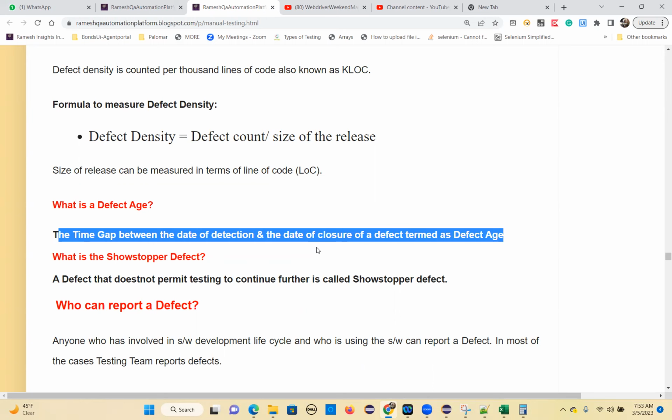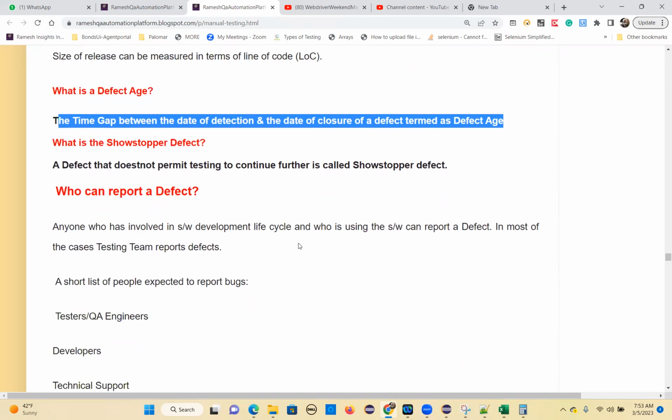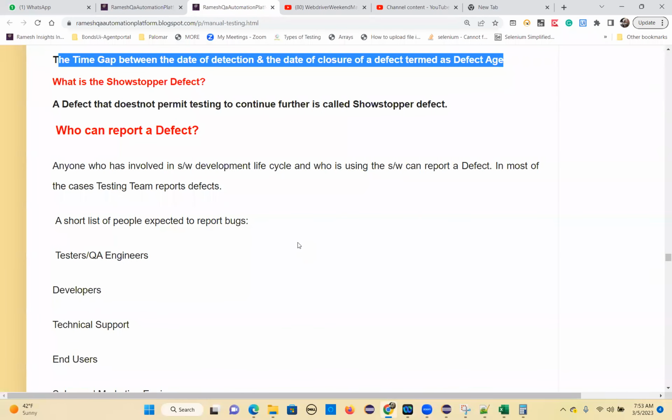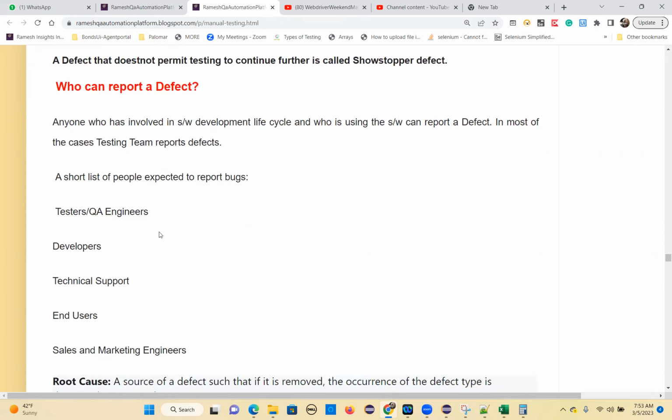So what is a showstopper bug or a blocker bug? A defect that doesn't permit testing to continue further. It is blocking you. It's a showstopper. That means the testing activity is stopping. That's what showstopper means. We call them showstopper bugs or blocker bugs. So who can report defects? Anyone in the team, not only testers. Even developers can report, business people can report, whatnot. Anybody in the team, the technical support team, anybody can report defects.